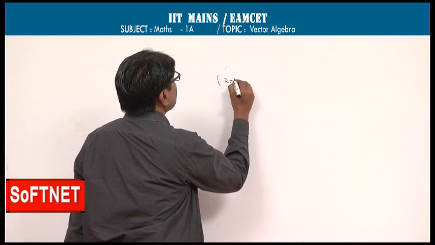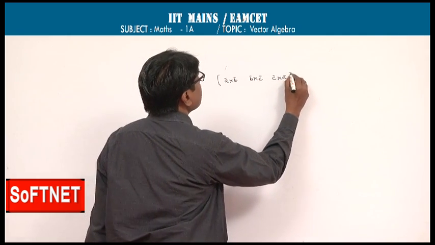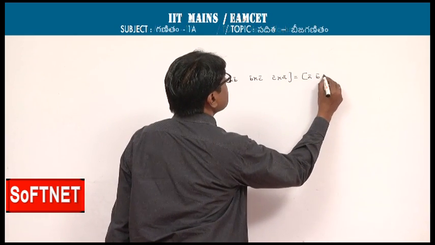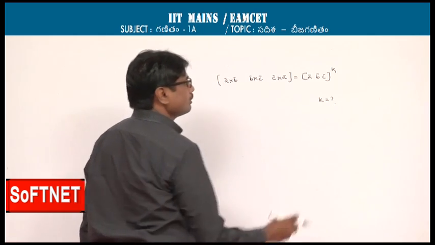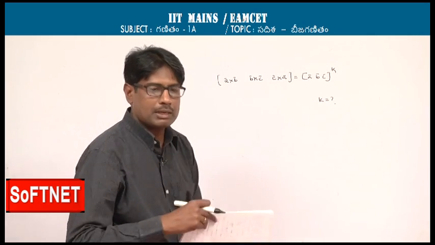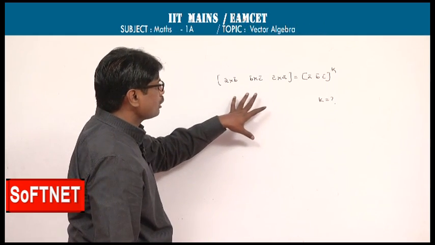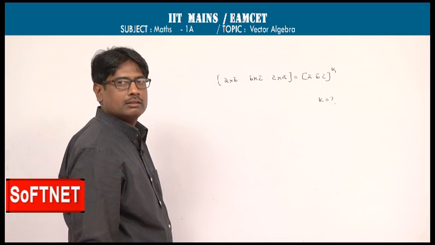Box of A bar cross B bar, B bar cross C bar, C bar cross A bar is equal to box of A bar, B bar, C bar to the power of k. Then what is the value of k? A bar, B bar, C bar are any 3 vectors. Box of A cross B, B cross C, C cross A equal to box ABC to the power of k.